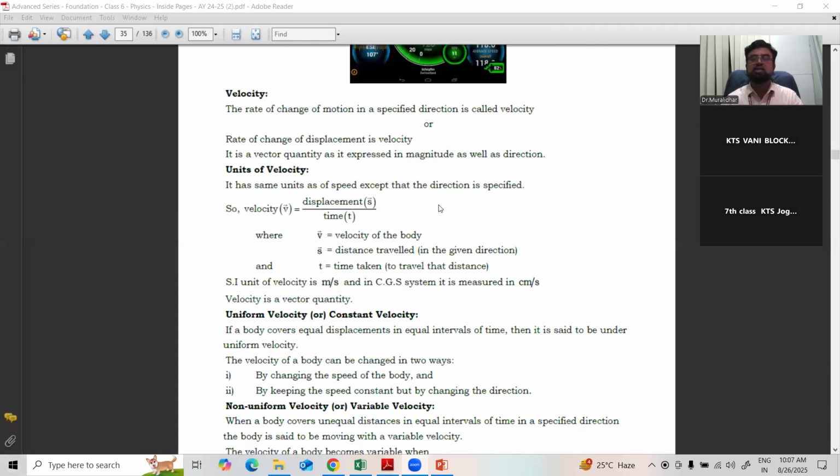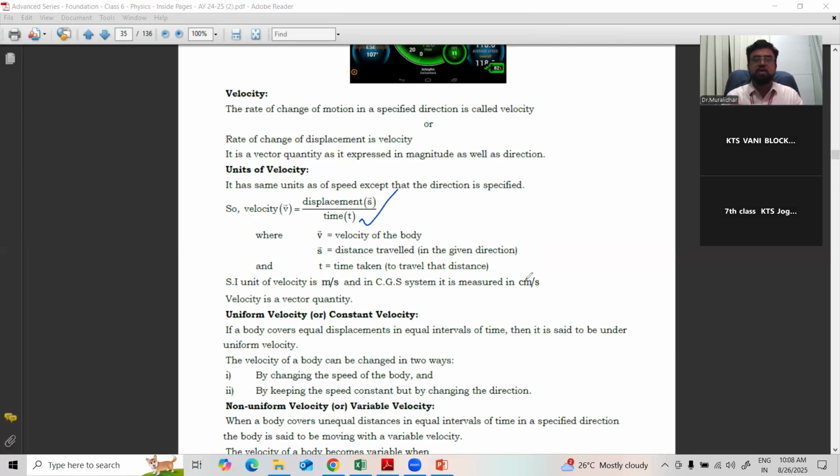So when you come to velocity, it is the same, but it is considered as displacement by time, the rate of displacement. Why? Because displacement has a specific direction. A body moving either east, north, west, south, or northeast. When the direction is mentioned, that is called displacement. So velocity is displacement by time, right? Displacement by time, which is also measured in meter per second or centimeter per second.